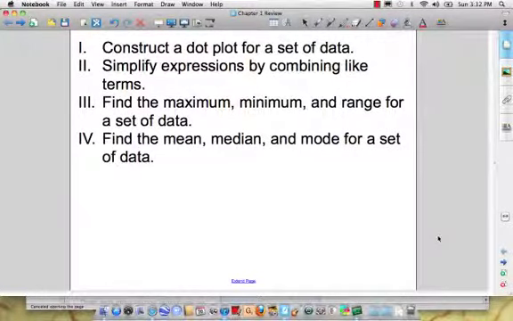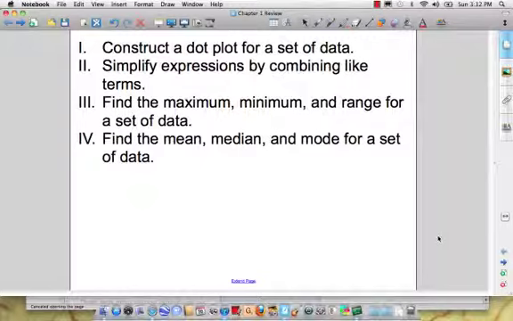This video should help you prepare for tomorrow's Chapter 1 test. I've written the test and looked over it, and in this video I give you an outline of what skills you will demonstrate on tomorrow's test. The first thing you'll be asked to do is to construct a dot plot for a set of data.